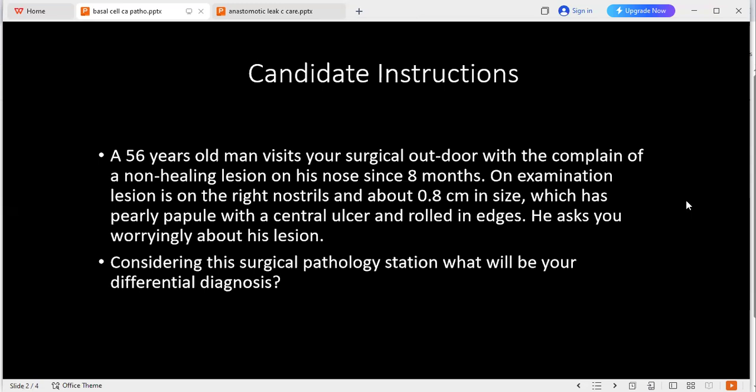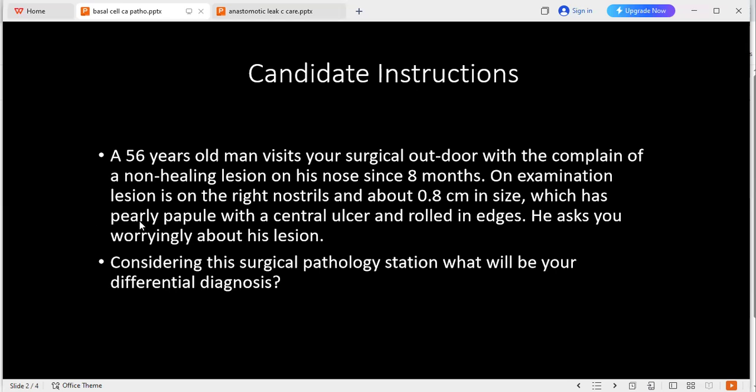All right, so if you have read and understood, considering it's a surgical pathology station, please tell me, after reading the stem, what are the differential diagnoses you'll consider? My differential diagnosis, I will consider squamous cell carcinoma and basal cell carcinoma. Okay, can you tell me what are the differences between squamous cell carcinoma and basal cell carcinoma?